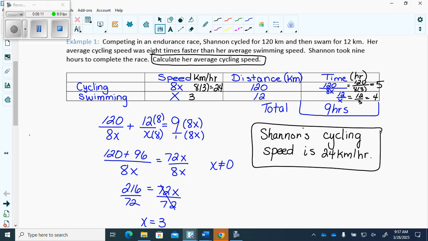So just because you get x doesn't mean that's what they are asking for, right? They could ask for the time it takes to cycle. They could ask for the time it takes to swim. All of those are not just x. So you have to go back. I always go back, fill in my chart, and then I go answer the questions they ask. Because then I'm fully ready to answer anything they want. It also makes me double check. 5 and 4 equals 9. It makes you feel a little better that I didn't actually mess up. Right? Okay.